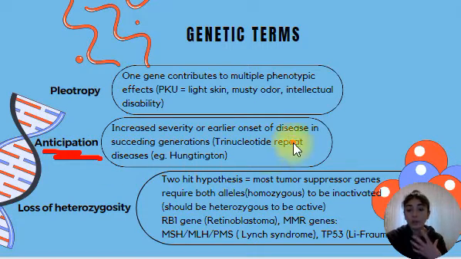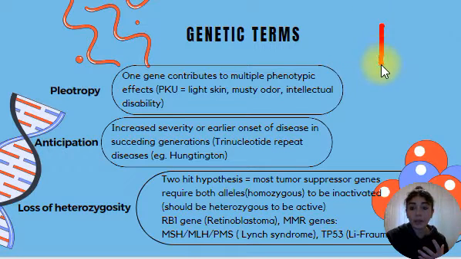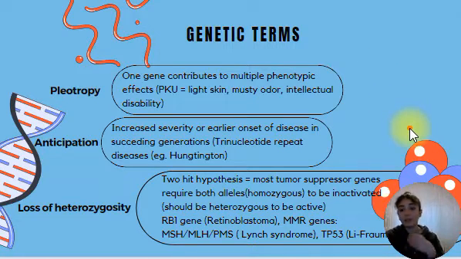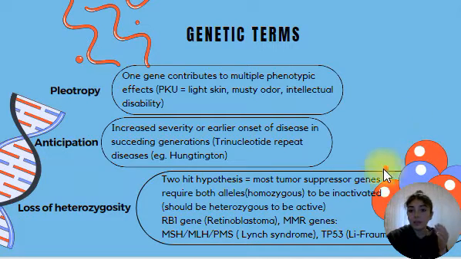So usually you will have a stem explaining to you that the father had the symptoms at this age and his son had the symptoms at this age, earlier, right, and more severe. And then they ask what the process is called: anticipation.